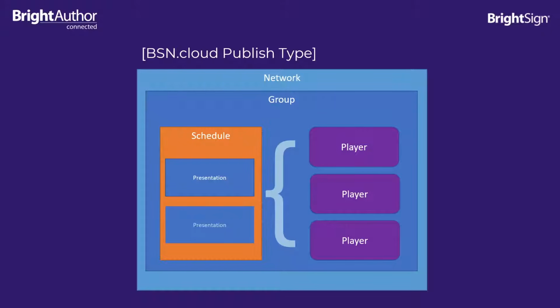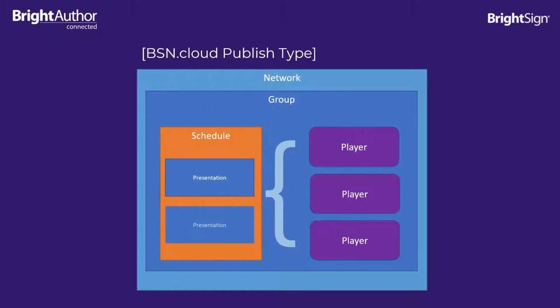We have this overarching group called a network. A network is something that you set up with an email address, and you can create one or more networks under that email address account. Inside each one of those networks, we have a concept called groups, which we will show you. A group is almost like a folder. It looks like a folder visually in the application, but what it really does is hold a schedule, and a schedule can hold one or more presentations.